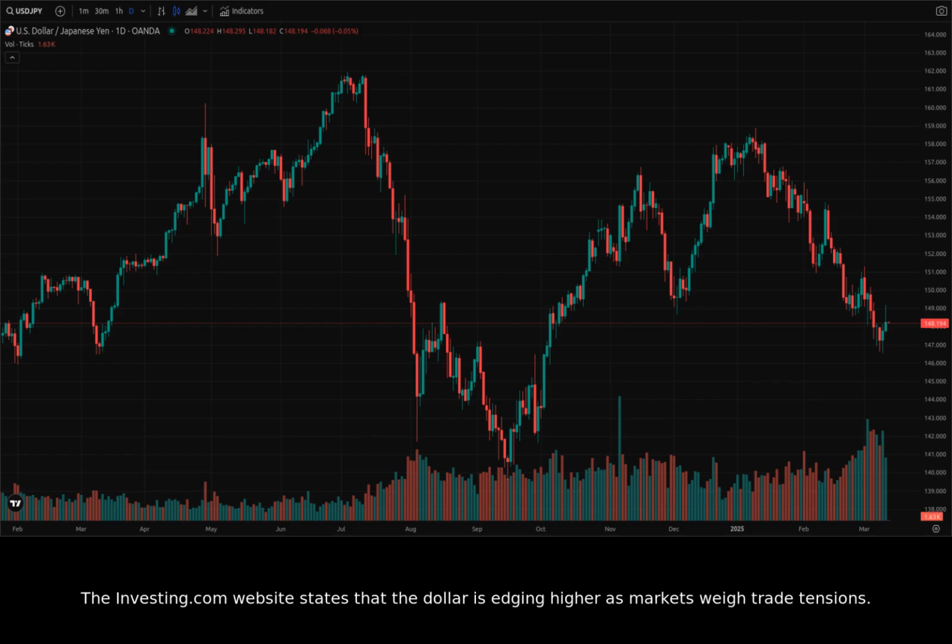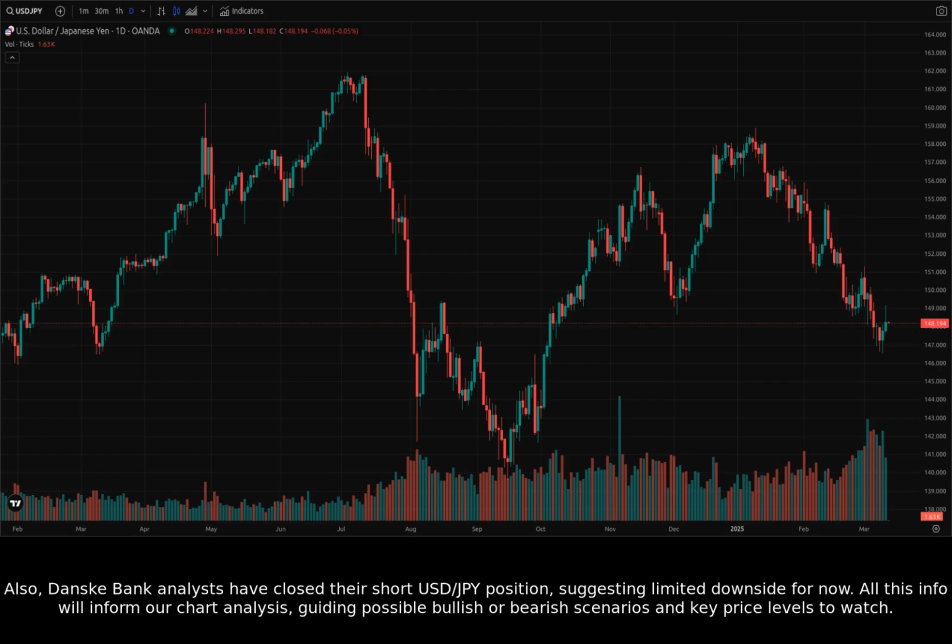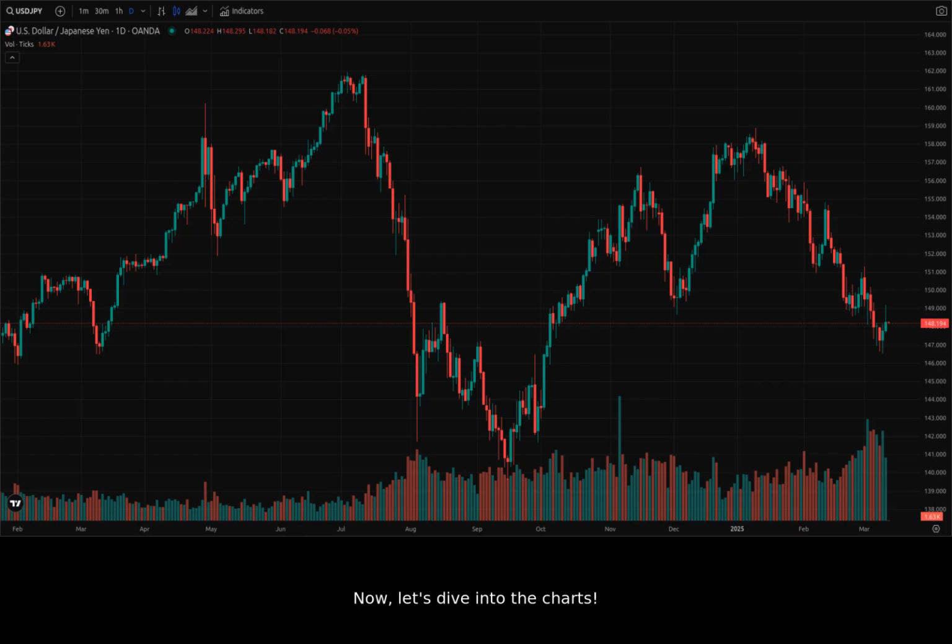The Investing.com website states that the dollar is edging higher as markets weigh trade tensions. We'll correlate these events with what we see on the charts. Also, Danske Bank analysts have closed their short US dollar to Japanese yen position, suggesting limited downside for now. All this info will inform our chart analysis, guiding possible bullish or bearish scenarios and key price levels to watch. Now, let's dive into the charts.